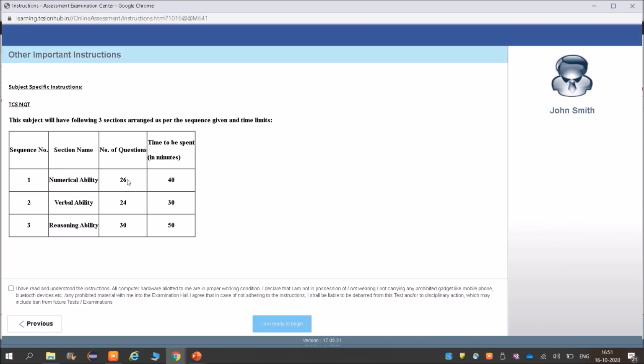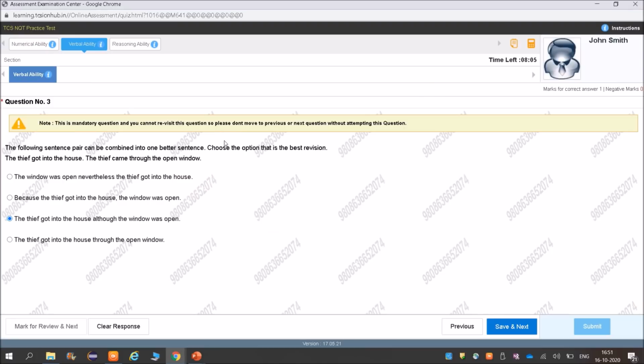So numerical ability has 26 questions and you will have 40 minutes, verbal ability 24 questions in 30 minutes, and then reasoning ability 30 questions in 50 minutes. Again friends, if I go back there and see, here you can see save and next, previous. So all of the options you should be very much aware of. The link will be given in the description. You just need to go through it once so that it will be easy for you.